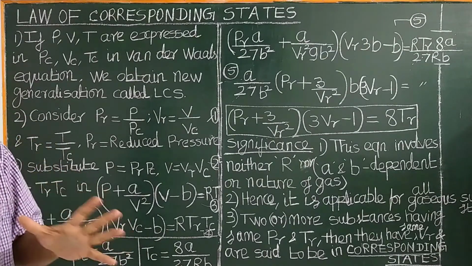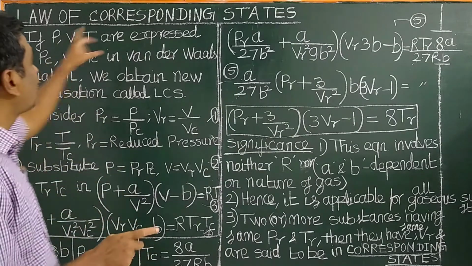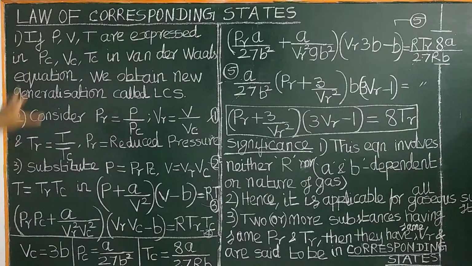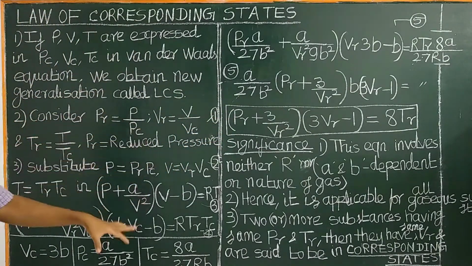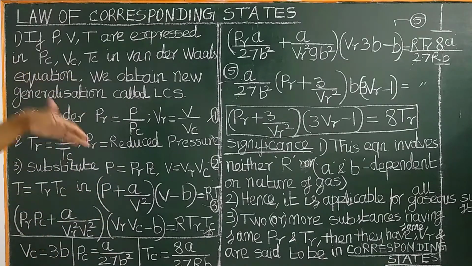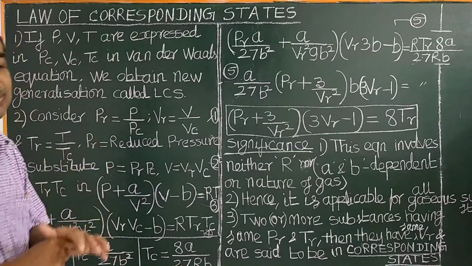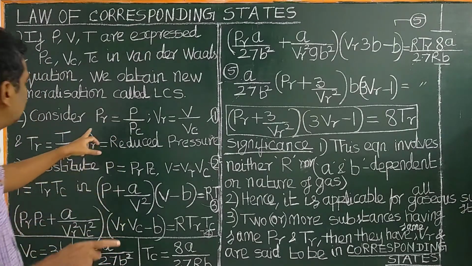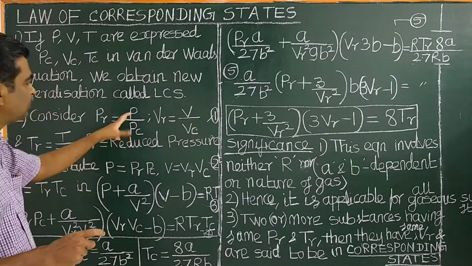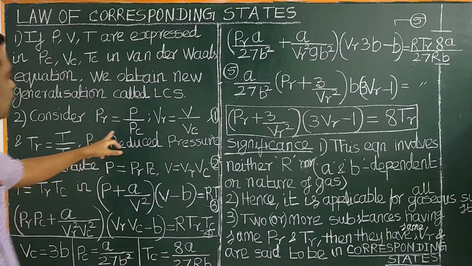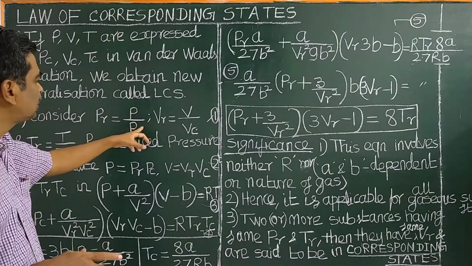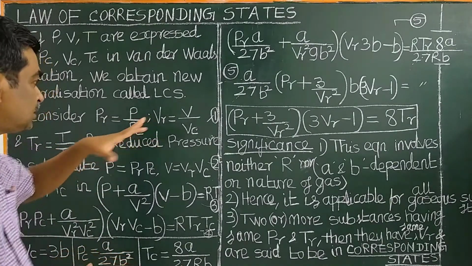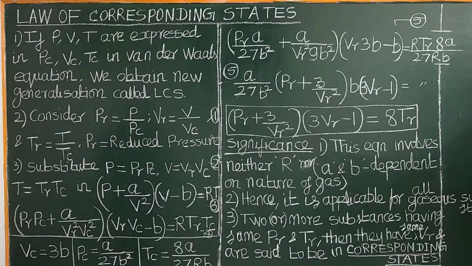a new generalization called the principle of corresponding states. It was derived by van der Waals by substituting the reduced pressure in the van der Waals gas equation. He introduced a new term called reduced pressure. What is called reduced pressure? It is equal to P by Pc, where P is the pressure of the system and Pc is the critical pressure. It is the ratio of pressure and critical pressure of the system.